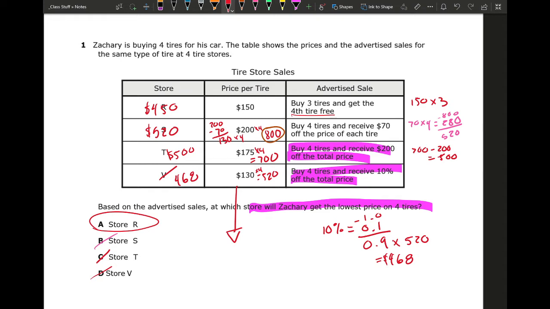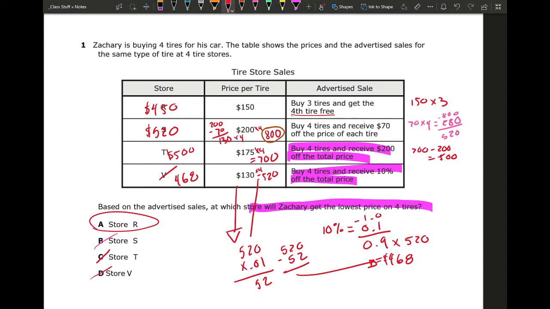The other way to do this one, you can multiply 520 times 0.1, and you get $52. And then you can take that away from the 520, and you also get $468. Either way is going to give you the same answer. Whatever you like better.